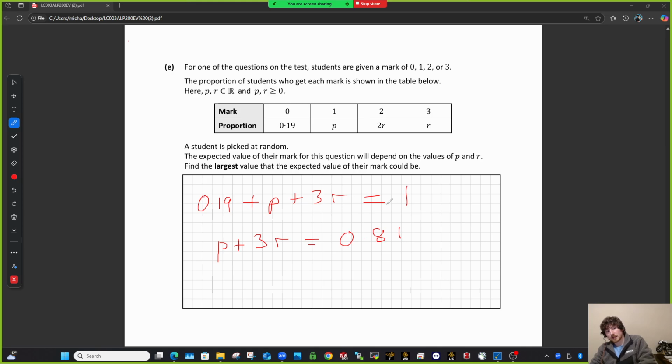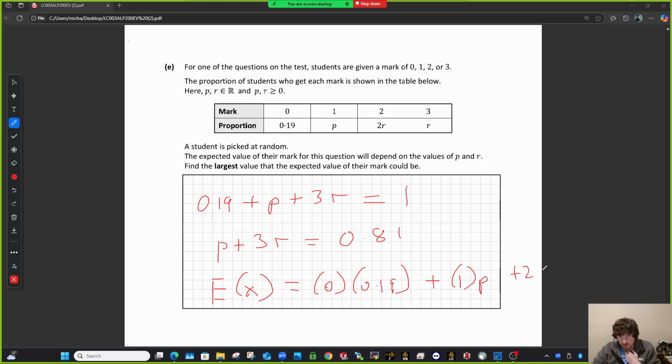Right? We then can write the expected value, another equation, E of X. And that comes from multiplying the things together. So you'll want to show your workings for that. 0 times 0.19 plus 1 times p plus 2 times 2r plus 3 times r. So E of X equals, that goes to 0, it equals p plus 7r. P plus 7r is the expected value.